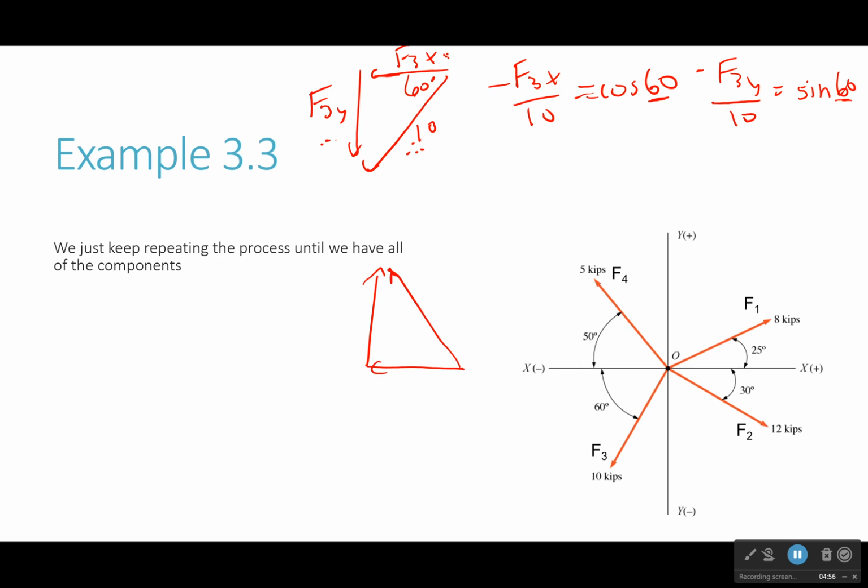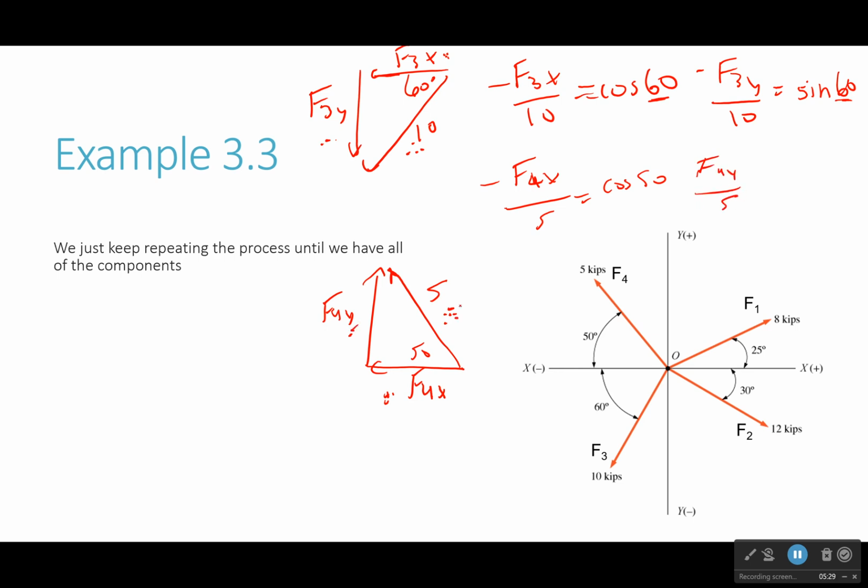So I've got F4x, F4y. This is 5 kips, and this is an angle of 50 degrees. So adjacent over hypotenuse, well, that's F4x, and it's negative because it's going to the left, over 5. And that would be equal to adjacent over hypotenuse, which is cosine of 50. And then F4y over 5, which is opposite over hypotenuse.